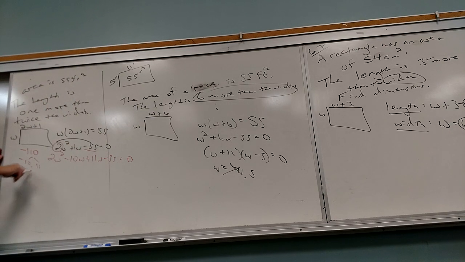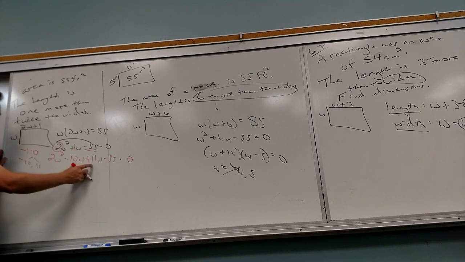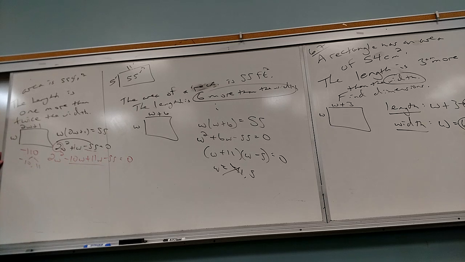Now I'm going to rewrite this, so it's still 2w squared. I can't magically make the 2 go somewhere else. It's still 2w squared, it's still 55. In the middle is still 1w. Just what's another way to say 1w? Negative 10w plus 11w. So we're grouping. Now you can group.